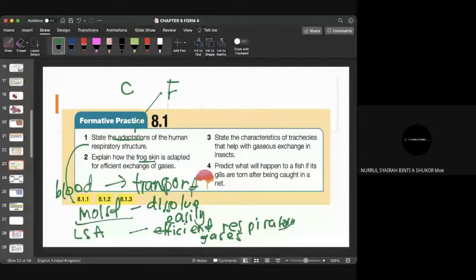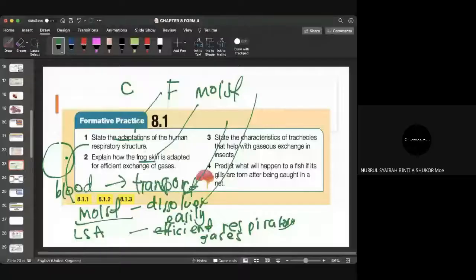Sama je. Alright, kalau frog skin is adapted moist untuk dissolve, thin untuk senang, and supplied with, you tak boleh cakap skin large surface area pun. Sebab dia as compared to lungs, dia tak large. Sebab tu dia guna paru-paru juga. Alright, kat sini moist, thin, lepas tu dia high in blood capillary, right? Network of blood capillary to allow efficient transport of oxygen. Sama je kan? Lebih kurang je jawapan dia.